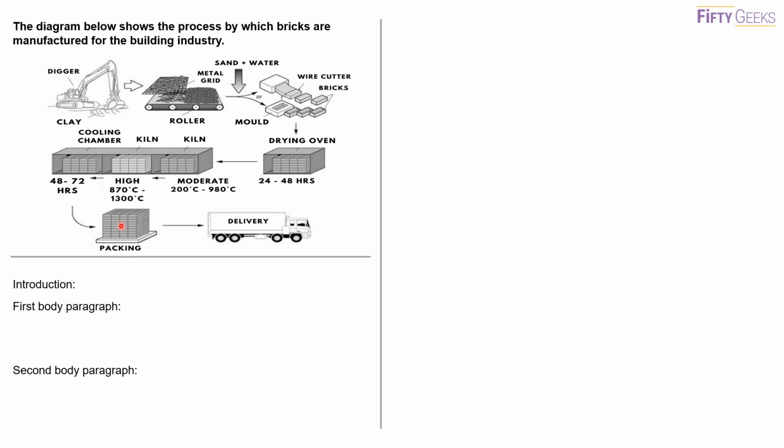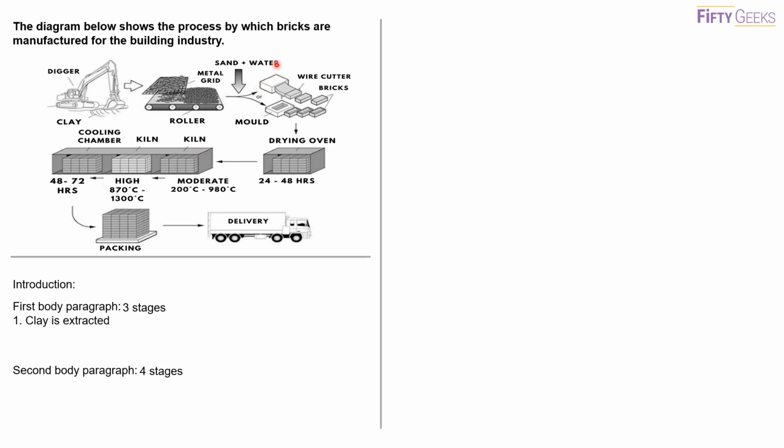It looks like there are 7 stages on this process chart. So I will write about the first 3 stages in the first body paragraph and the remaining 4 stages in the second body paragraph. Here in the first stage, the clay is extracted from the ground. So I will write clay is extracted.